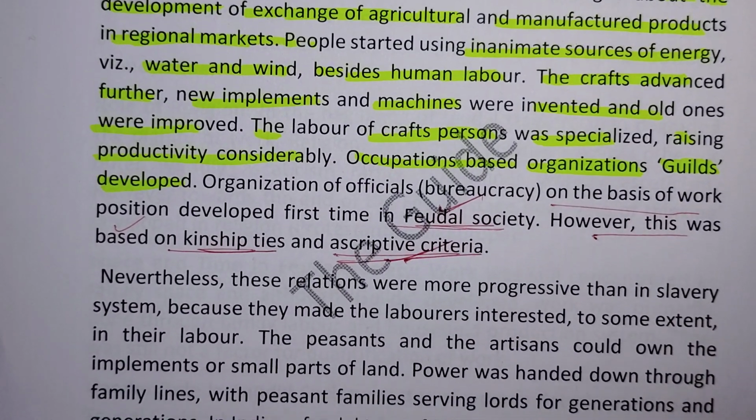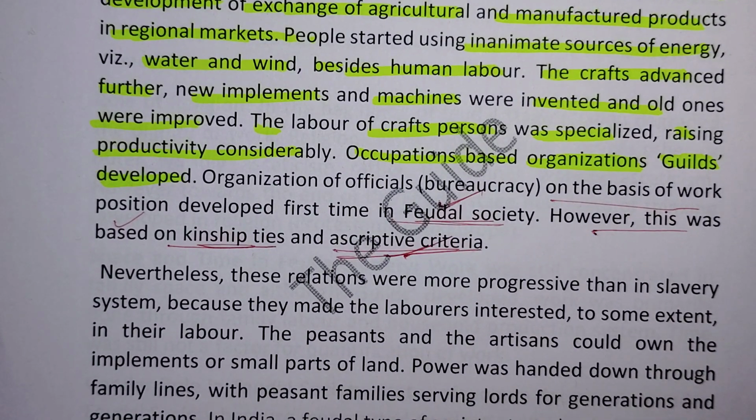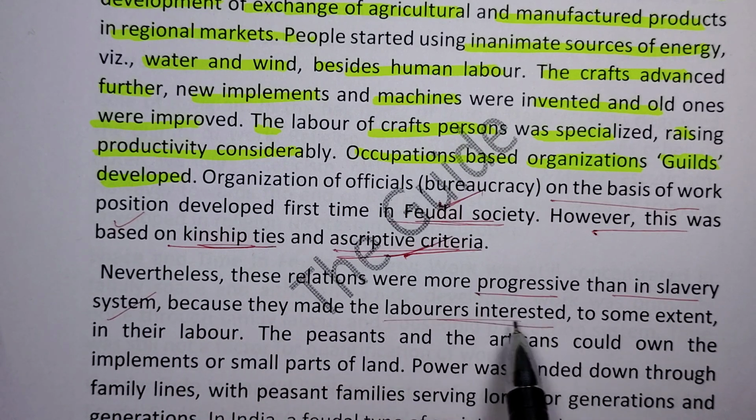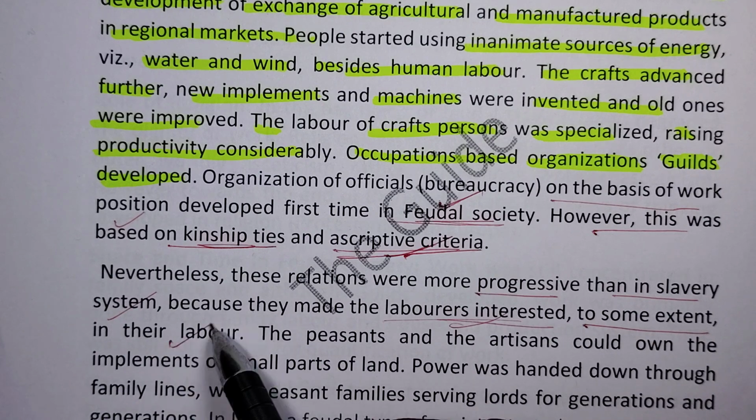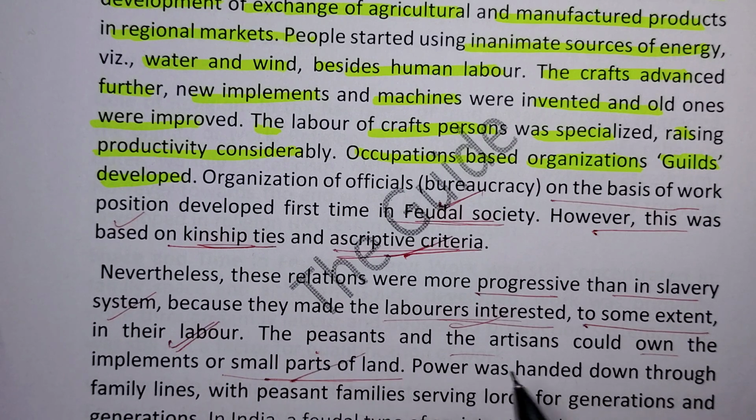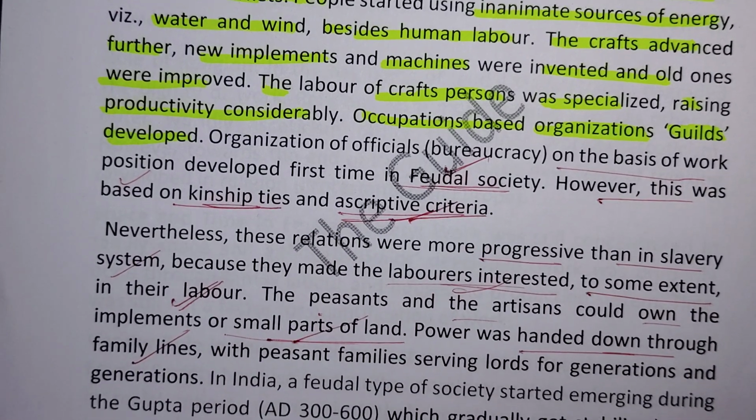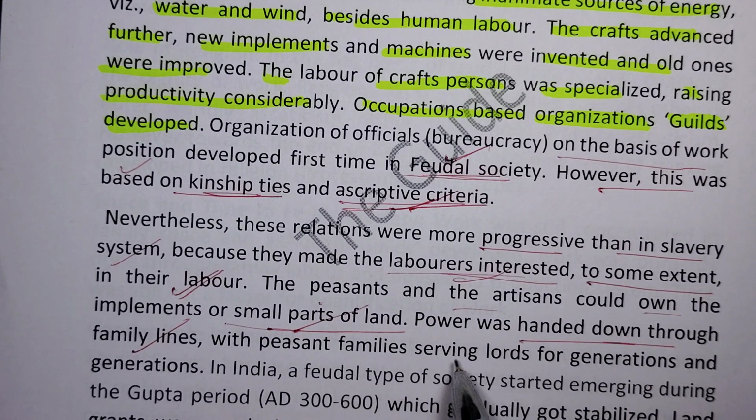Nevertheless, these relations were more progressive than in slave society because they made the laborers interested to some extent in their labor. The peasants and the artisans could own the implements or small plots of land. Power was handed down through the family line, with peasant families serving lords for generation after generation.